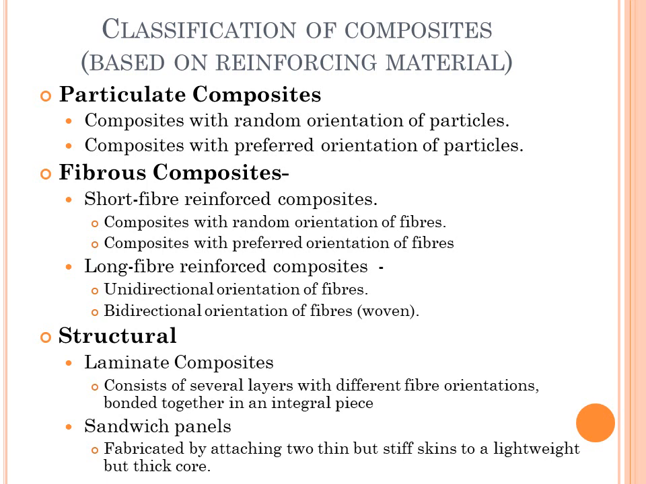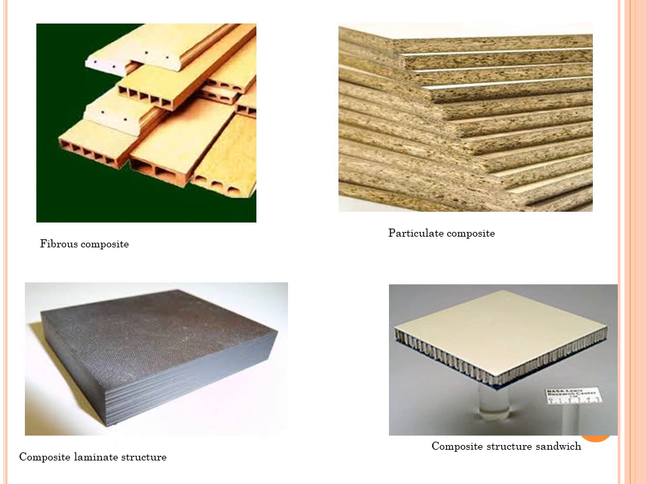The structural composites may be laminate composites, which consist of several layers with different fiber orientations bonded together in an integral piece, or it may be a sandwich panel, which is fabricated by attaching two thin but stiff skins to a lightweight but thick core. These figures show some of the examples of fibrous composites, particulate composite, composite laminate structure, and composite structure sandwich.